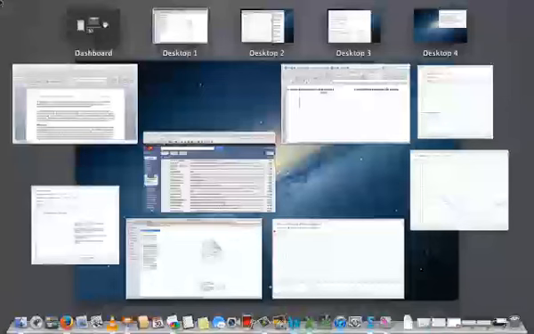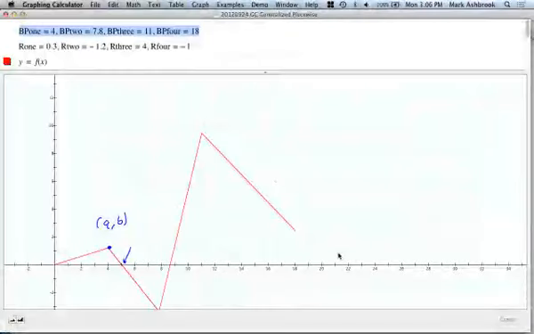Okay, so we have a point and a rate, and we want to graph the lots. So we have this point.